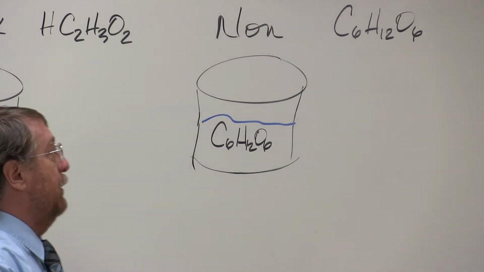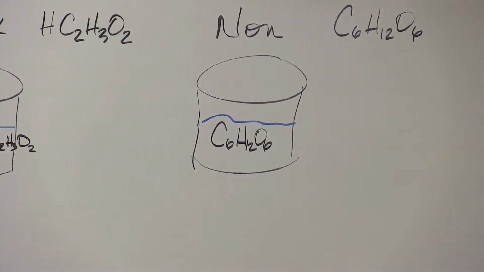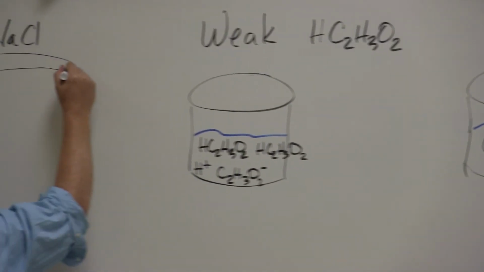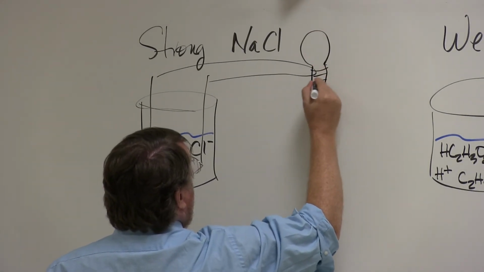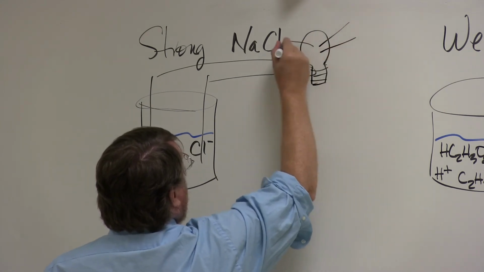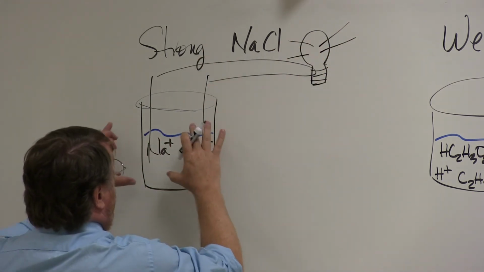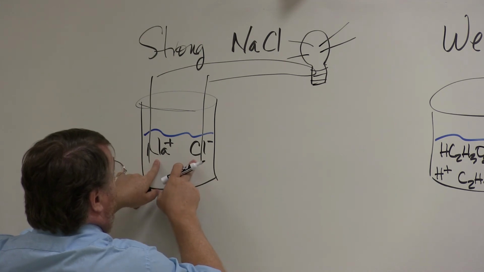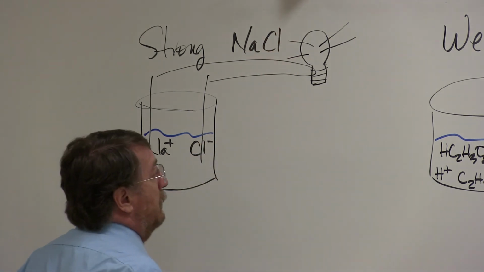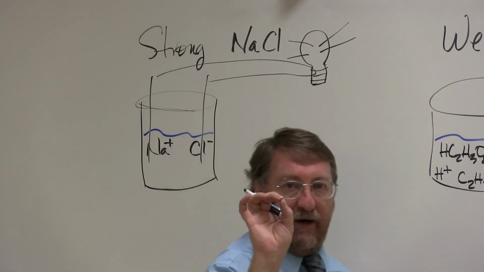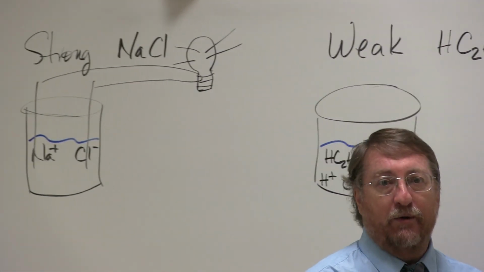If we took some type of electrodes and put those electrodes in here and connected them to a light, okay, so here's my light bulb, we will get a very strong light coming as a result of a strong conductor. So any strong conductor will make this very, very bright. A weak conductor, very faint. A non-conductor, no impact at all.